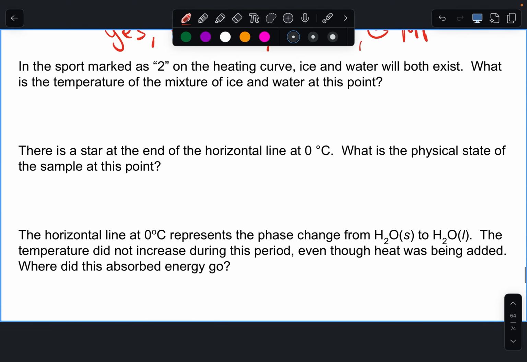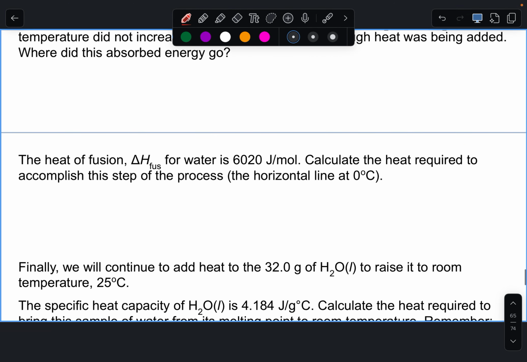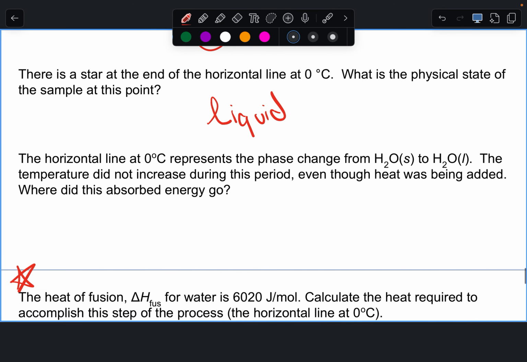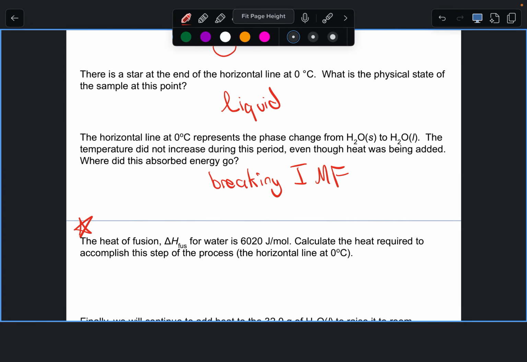So this energy calculation is going to happen right here. Let's finish answering these questions. What is the temperature? 0 degrees, we said this. What's the physical state? Now it's all liquid. And that energy went into breaking intermolecular forces. Now I want you to calculate how much energy was required to break those intermolecular forces for that 32 grams of water. So you guys do that calculation.